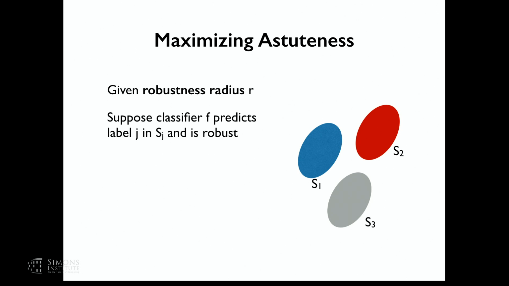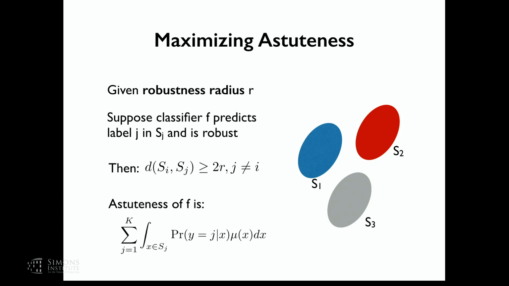You start out with a robustness radius r, and a classifier f which predicts label j in a subset S sub j and is robust in that subset. Since you are going to be robust, the pairwise distances between these subsets are at least twice r. And if you have these classifiers, then you can also write down its astuteness.